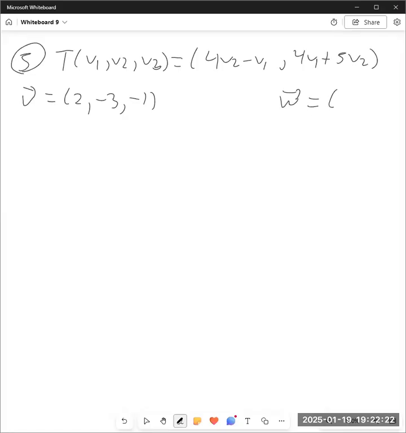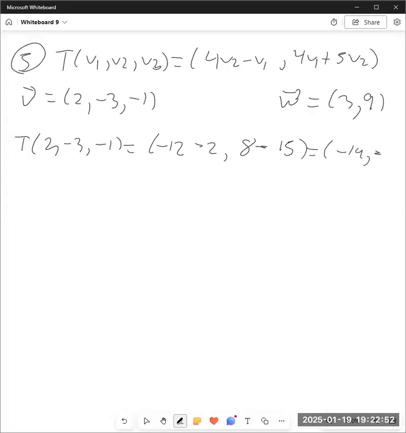W equals 3, 9. So T of 2, -3, -1 is 4V2, that's a -12, minus V1, that's -2, 4V1, that's 8, plus 5 times -3, that'll be a -15, that's -14, -7.